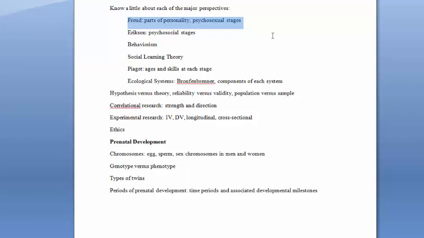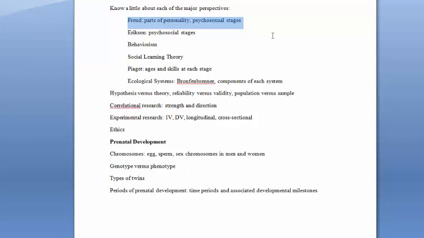So the id thinks about you, the superego thinks about other people, and the ego is the rational part of your personality trying to balance those out. So then Freud had a theory, and Freud's theories are certainly interesting, difficult to research because of the unconscious emphasis there, but a lot of his theories focused on sexuality and aggression.